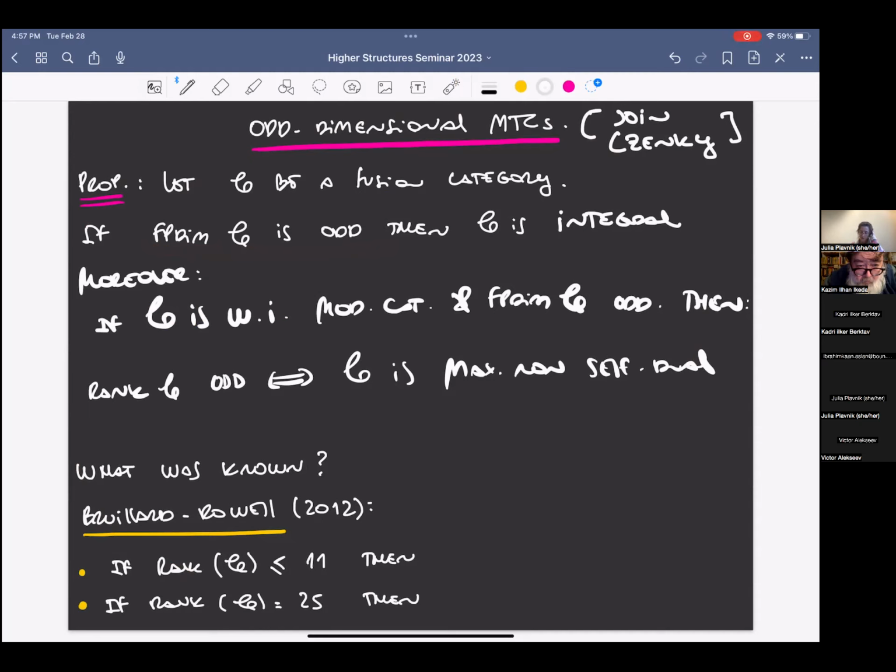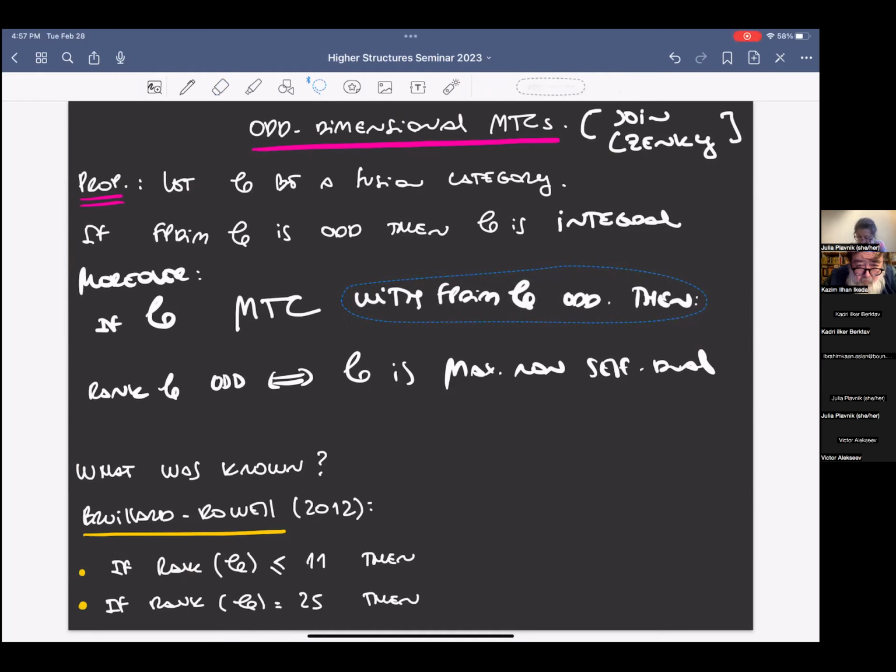And moreover, if you have a fusion category of odd dimension, then I will say here an MTC. I want to have a modular category with odd dimension. Then in this case, having odd rank, remember that the rank is the number of simples, is equivalent to my category being maximal non-self-dual. I didn't explain this, so let me tell you what it is.